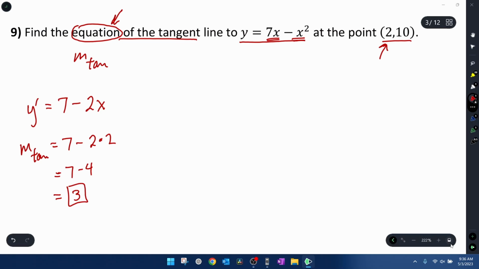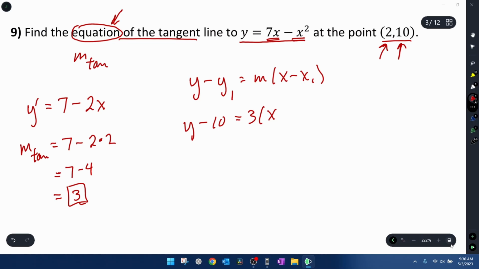And now for the equation part, we're going to use the point slope form. Y minus y1 equals m times x minus x1. Our y1 is 10. Our slope is 3. And our x1 is 2. And we're done. But you probably don't want to leave it in point slope form. Probably want to write that in slope intercept form.